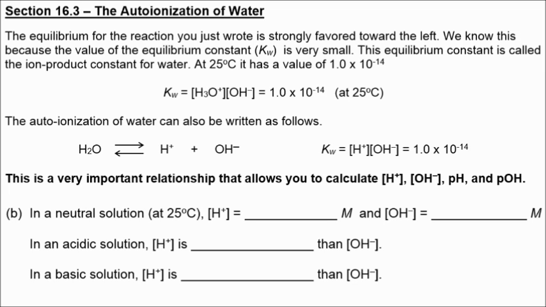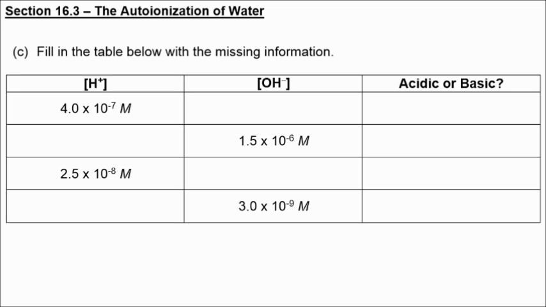In neutral solution at 25 degrees Celsius, H+ and OH- are equal, and their concentrations are 1 × 10⁻7 moles per liter. In an acidic solution, H+ is greater than OH- as far as the concentration. In a basic solution, the concentration of H+ is less than that of hydroxide. So now we're going to fill in the table with the missing information.